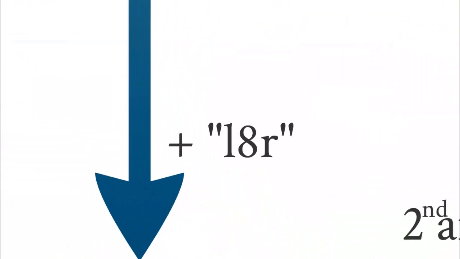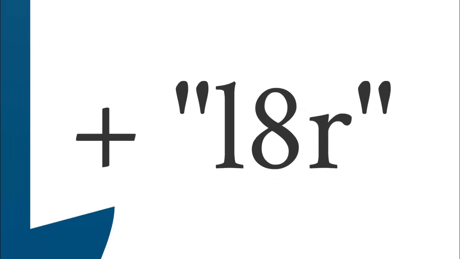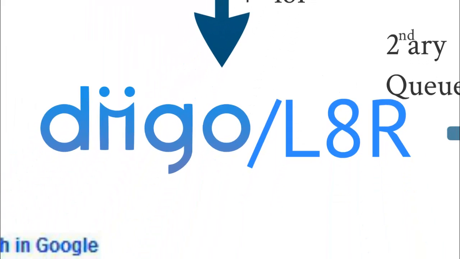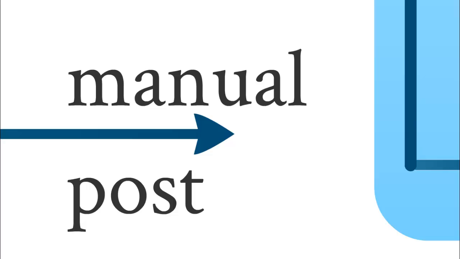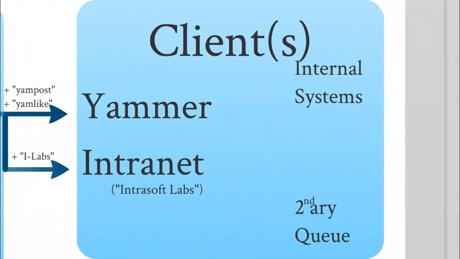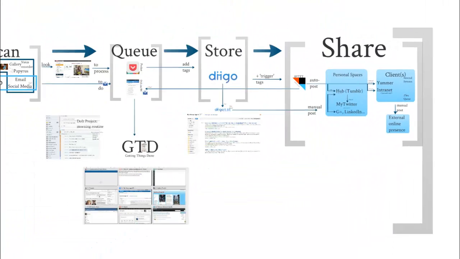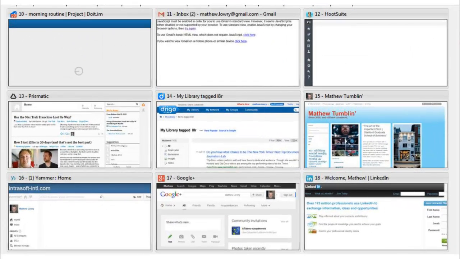There's one other tag I do, later, L8R, and that just creates a menu within Digo, the menu associated with the tag later, and that again is a secondary queue. And from there I will do manual posts to my personal spaces or my client spaces, public or private. So that's basically it, but it wouldn't work at all if it wasn't underpinned by a getting things done process.